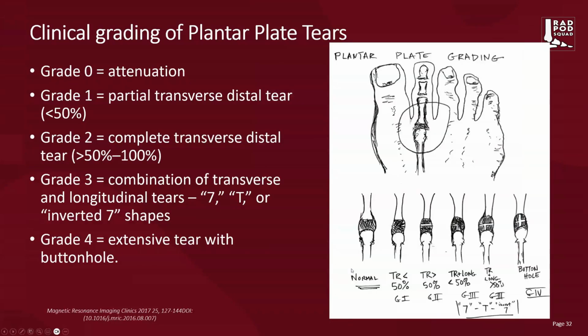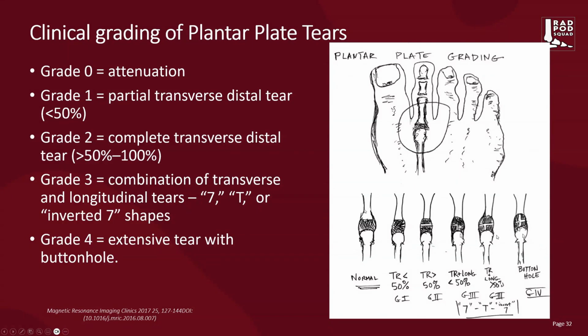Looking at the clinical grading of plantar plate tears, it helps to understand the tear you're trying to diagnose prior to looking at the image, understanding grade 0 being normal, grade 1 being less than 50% of the tear of the thickness along that plate that we've been looking at. And of course, grade 2 can go completely across, but it still does not actually lose all of the fiber strength that's still reinforced at the medial and lateral aspects of the capsule. So grade 2 can be complete transverse tears. Grade 3 is a combination of a 7 or a T or an inverted 7 shape. And grade 4 can be an extensive tear with buttonholing so that the metatarsal head can probe through a defect and have a dislocation.